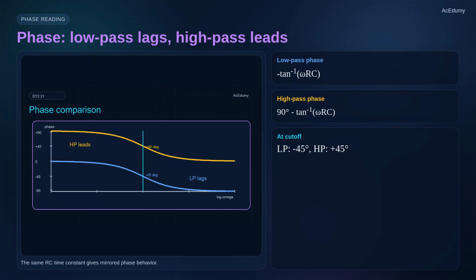The low pass starts near 0 degrees and approaches -90 degrees as frequency increases. The high pass starts near +90 degrees and approaches 0 degrees as frequency increases. At the corner, the phase values are symmetric, -45 and +45 degrees.